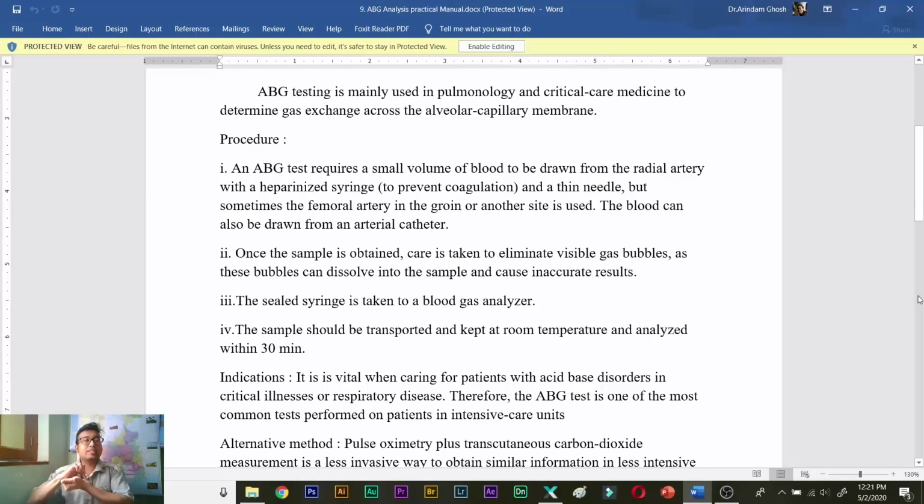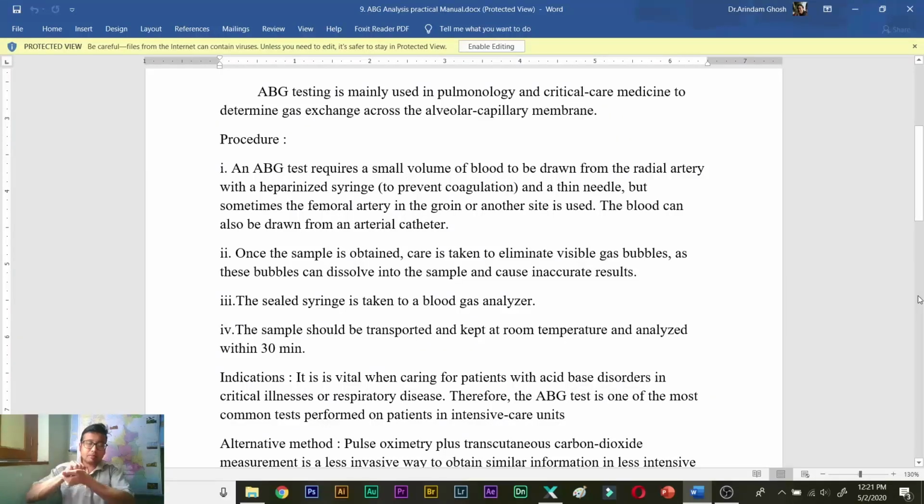But if we draw arterial blood with a heparinized syringe, that blood will remain in liquid form till it is inserted into an ABG analyzer machine. So that is number one thing you need to know, heparinized syringe.